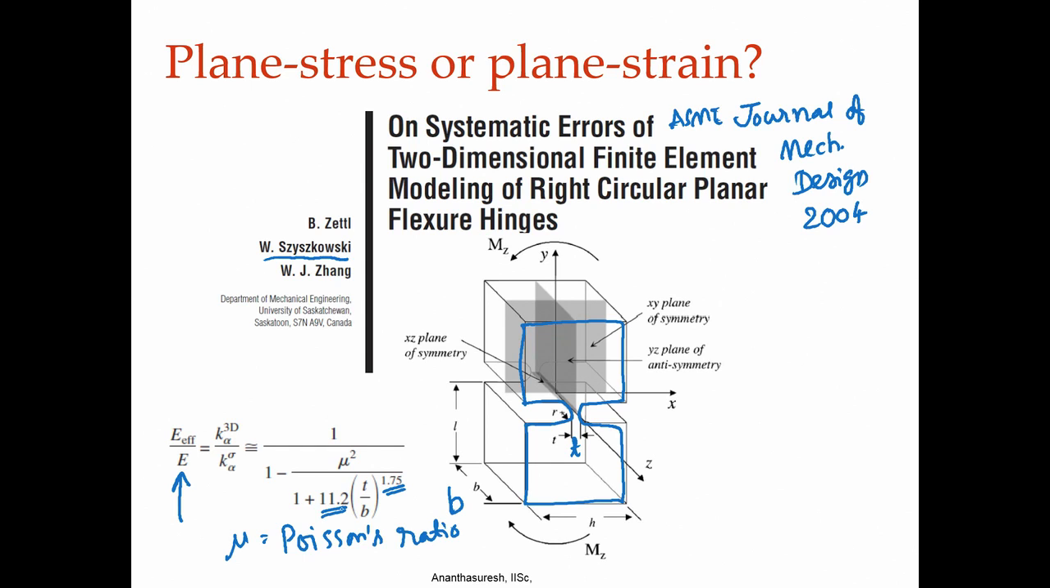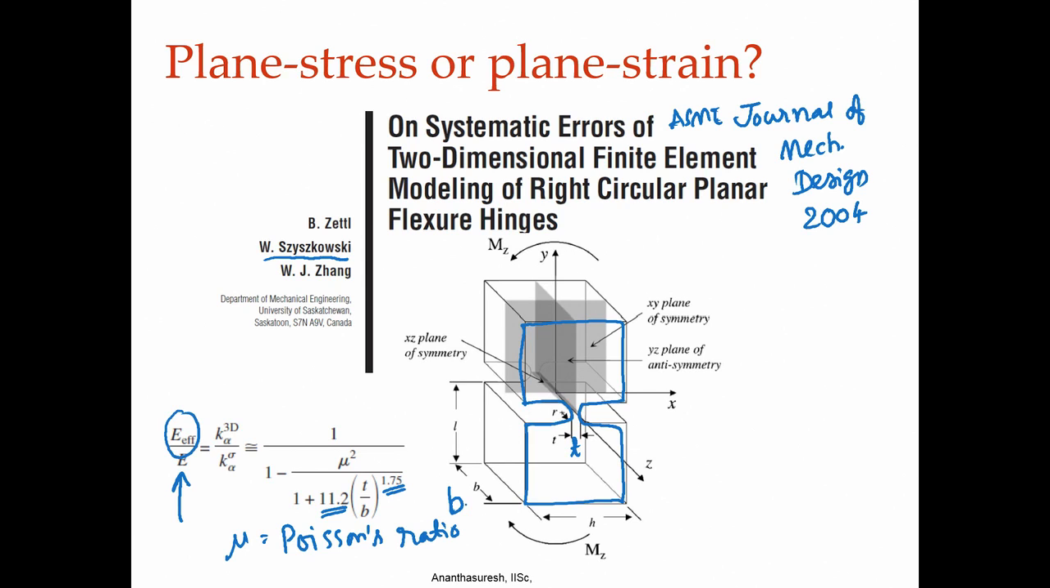So, if you are working on something that involves circular hinges and you want to do plane stress analysis, that is 2D analysis for a compliant mechanism, you would reduce the errors if you were to use an effective Young's modulus based on your T by B value and the Poisson's ratio.